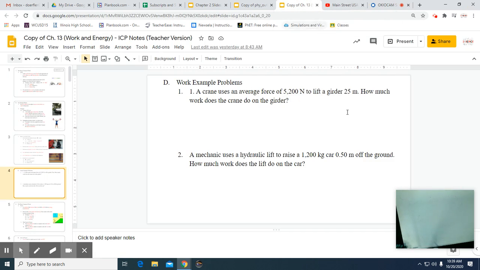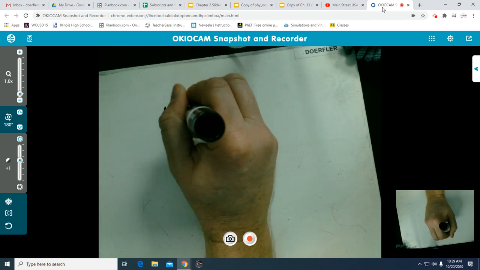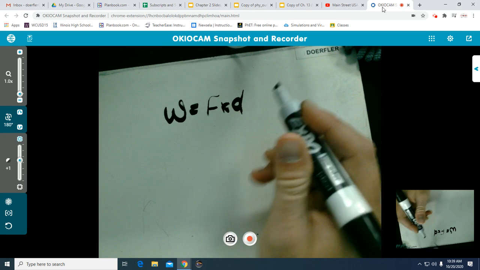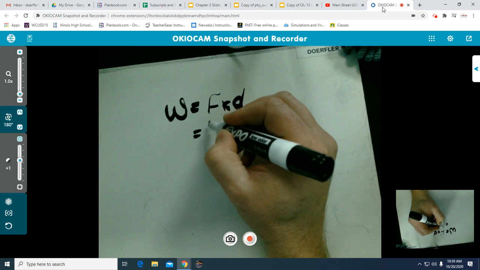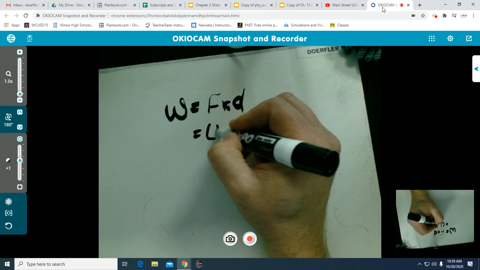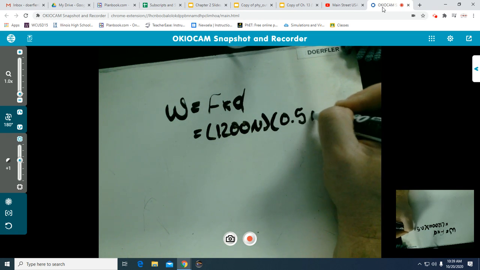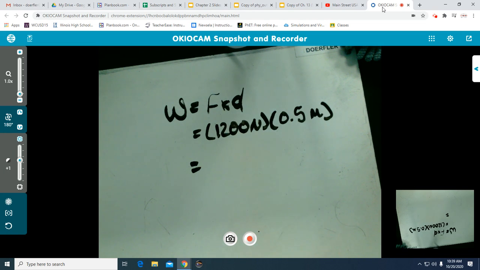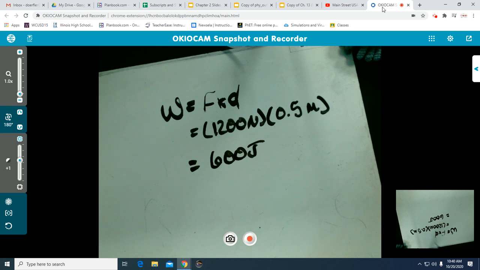Okay. Number 2. A mechanic uses a hydraulic lift to raise a 1,200 kilogram car 0.50 meter off the ground. How much work is done on the car? Okay, so again, we're still solving for work. And we did move it half a meter, so work is done. And so what was our force again? 1,200. And our distance was half a meter. So how much work was done? 600 joules. Perfect.